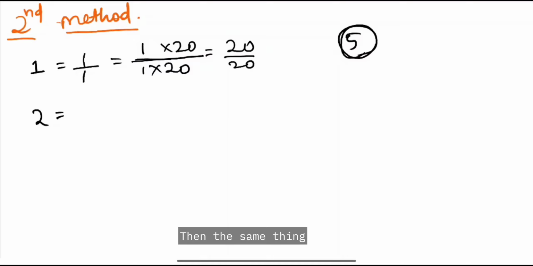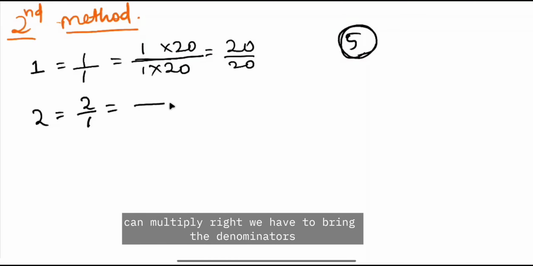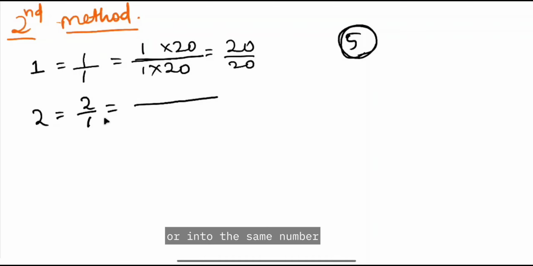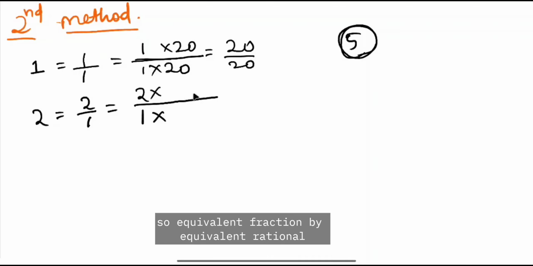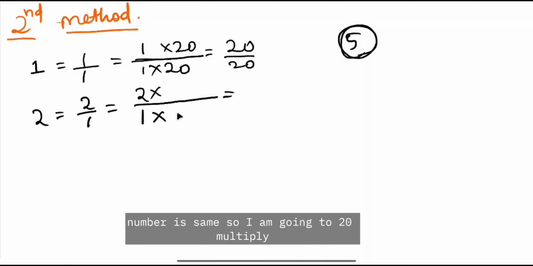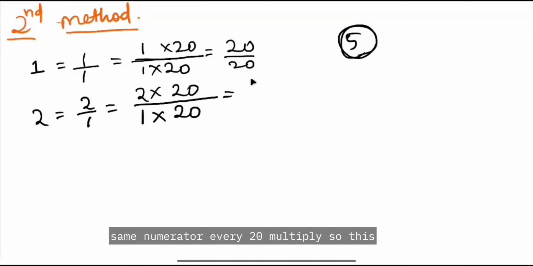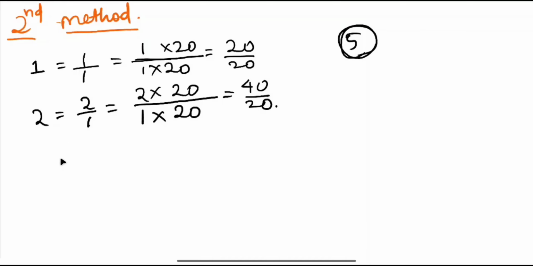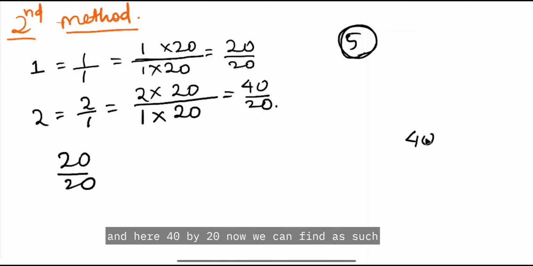Then the same thing can be done. This is 2 by 1. We have to bring the denominators to the same number. That means we make the denominator the same. So we multiply by 20 and the numerator is also multiplied by 20, so this would be 40 upon 20. So now we have 20 by 20, the denominator is the same, and here 40 by 20.